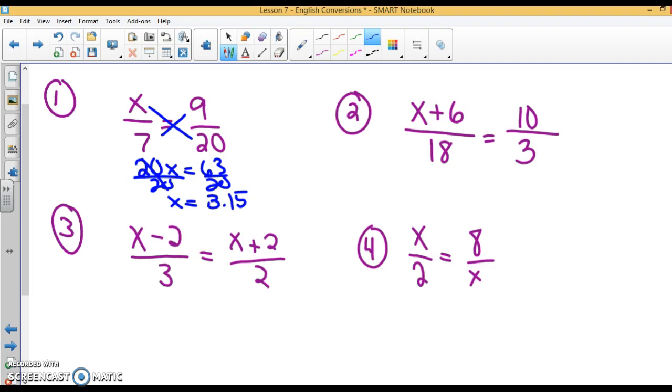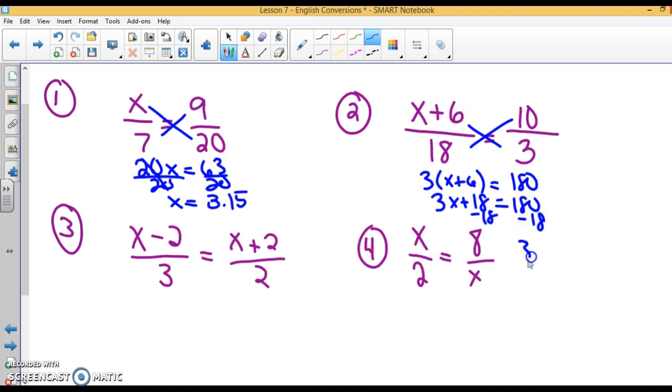All right, now this one's tricky. We are going to cross multiply. We need to do 3 times the quantity x plus 6. You need to write that in parentheses because I'm multiplying this numerator by this denominator. Make sure you put this in parentheses. 18 times 10 is 180. Now, how do I solve this? Well, I need to use distributive. 3x plus 18 equals 180. Subtract 18 from both sides, so 3x is 162. Divide both sides by 3, and you get x is 54.